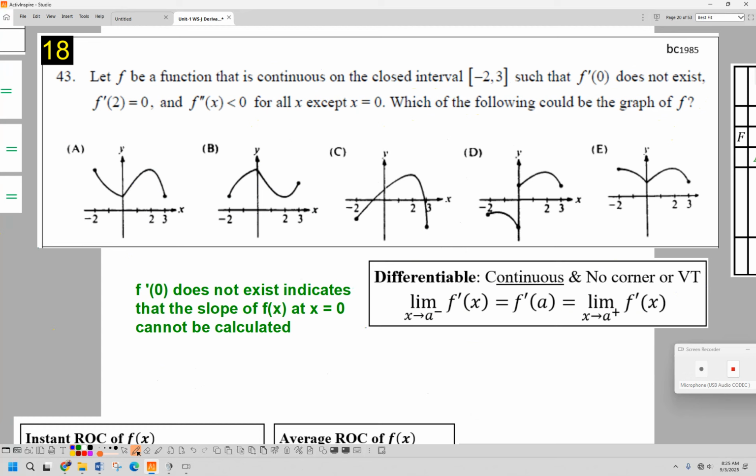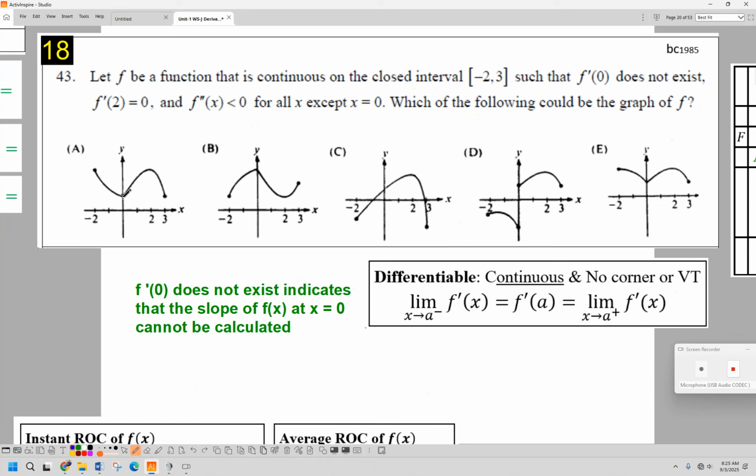Continuous means I can draw the graph without ever lifting my pen. I don't encounter any jumps, vertical asymptotes, or removables. That's what continuous means. Differentiable means I can find the slope at a point. So for this version here, I can find the slope at every single point except this one.